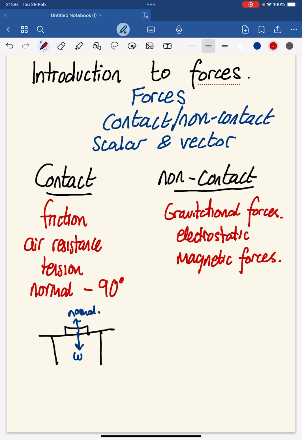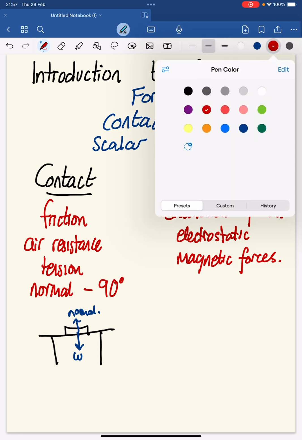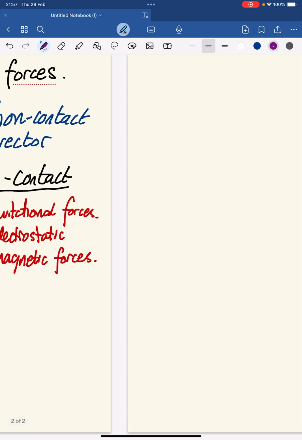Now, following these, we can also look at what we call scalars and vectors. Now, a scalar is different to a vector because a vector has got size and direction. Size or magnitude is the same thing. A scalar has just got magnitude or size.